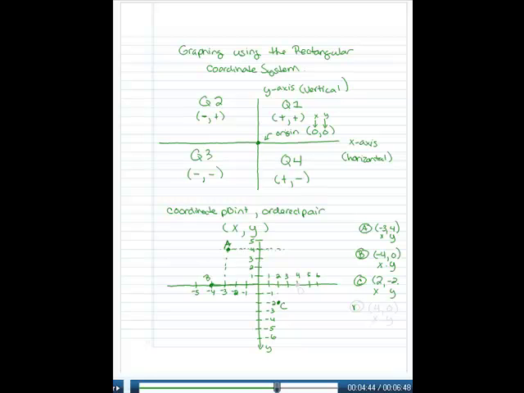Let's just do one more. We'll label this point letter D, and this coordinate will be 4, 0. So on the x-axis, I'm going to go over to number 4, and since y is 0, I'm not going to move up or down. So I'm going to go over to 4. 1, 2, 3, 4. And there's my dot, because again, I'm not moving up or down because y is 0.